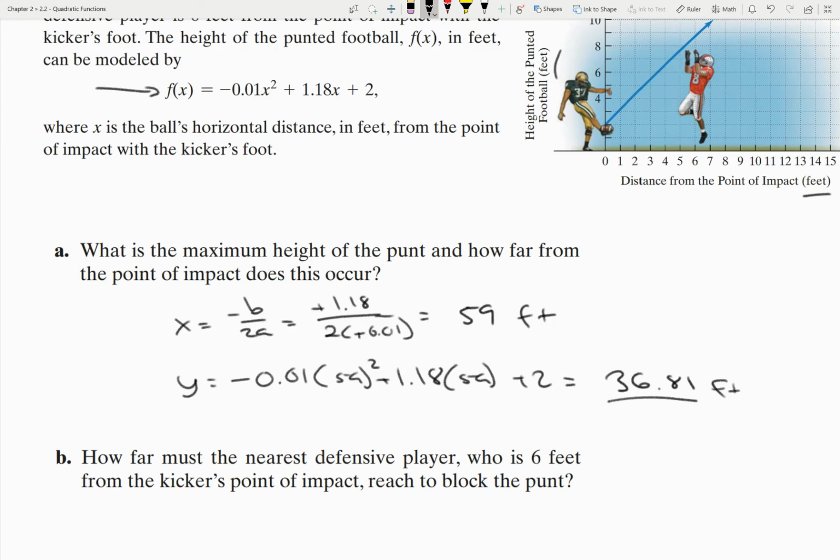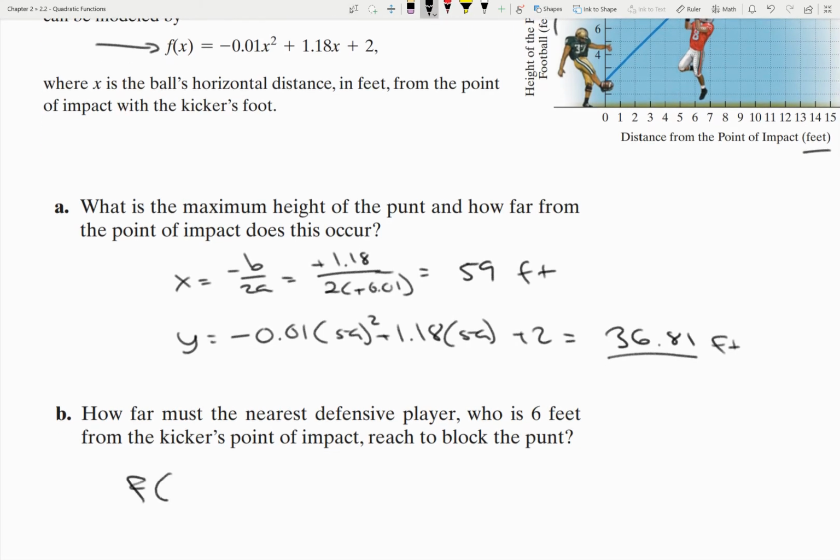Okay. How far must the defensive player who is 6 feet from the kicker's point of impact reach to block the punt? Well, here he is. He's got to get all the way up here. I can tell that that's going to be, maybe around, a little less than 9, 8 point something. But to find it exactly, why not just find f of 6, right? Because there's the function evaluated at 6, and that will tell me exactly how high he has to jump. Plus 1.18 times 6 plus 2. I'm going to put that in my calculator and get 8.72 feet.